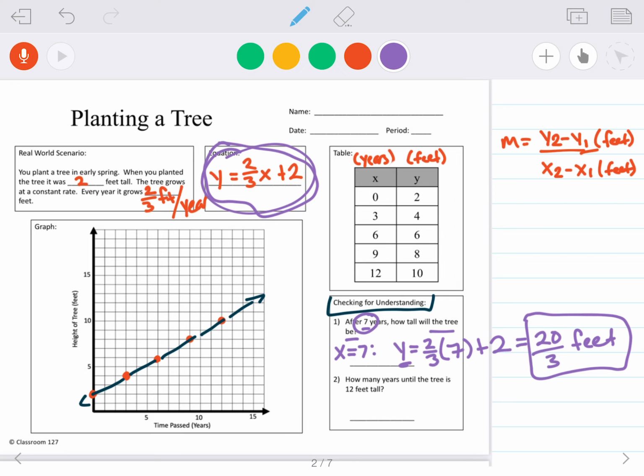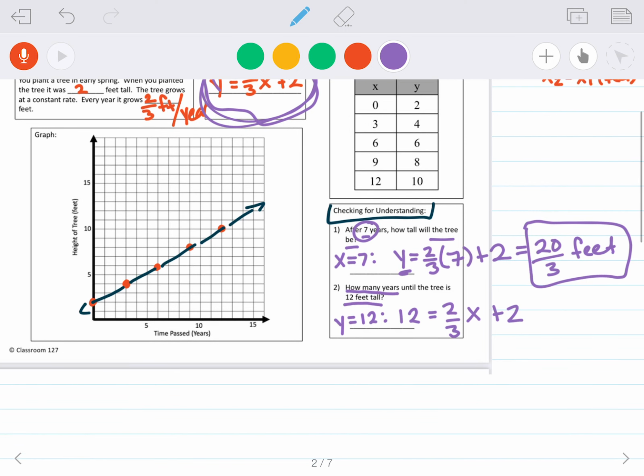How many years until the tree is 12 feet tall? So are we looking for x or are we looking for y? Well, we're looking for x, right? We're looking for the unit of time. How many years? So we want to know, what is x when y is 12? So when y is 12, well, we can again use our function rule up here. We're just plugging in 12 for y. So we get 12 equals 2/3 x plus 2.